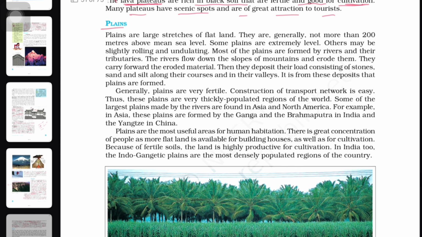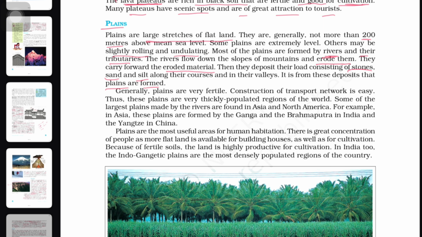Okay. Then comes our plains. So plains are a large stretch of the flatland. They are generally not more than 200 meters above the mean sea level. Some plains are extremely level, others may be slightly rolling and undulating. Most of the plains are formed by rivers and their tributaries. The rivers flow down the slope of mountains and erode them. They carry forward the eroded material. Then they deposit their load consisting of stone, sand, and silts along their courses and their valleys. It is from these deposits that the plains are formed.